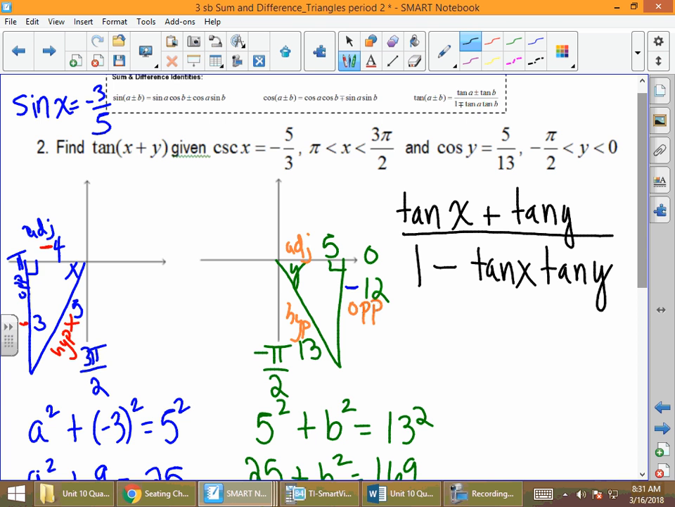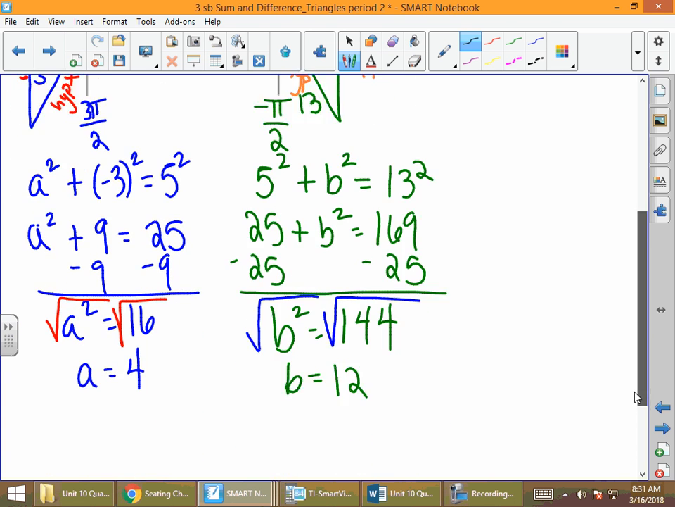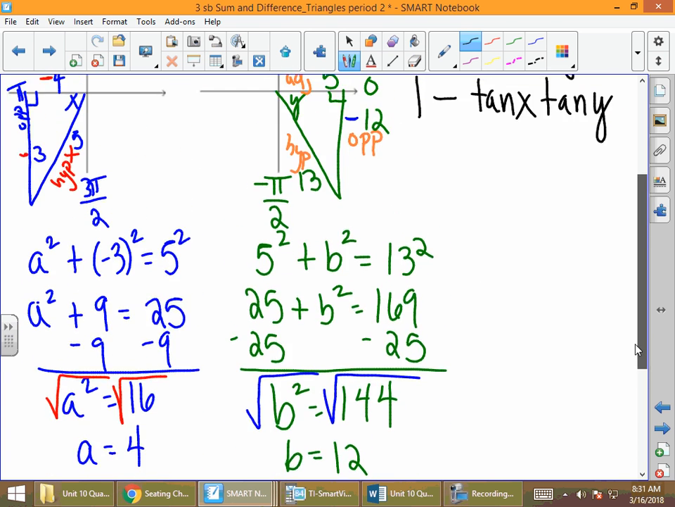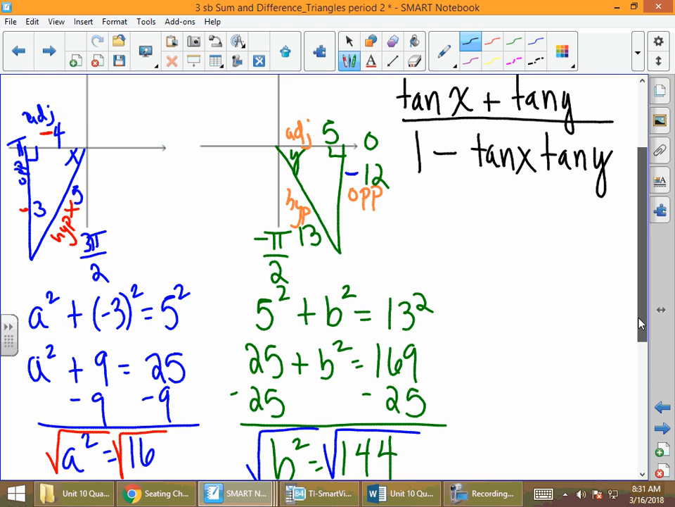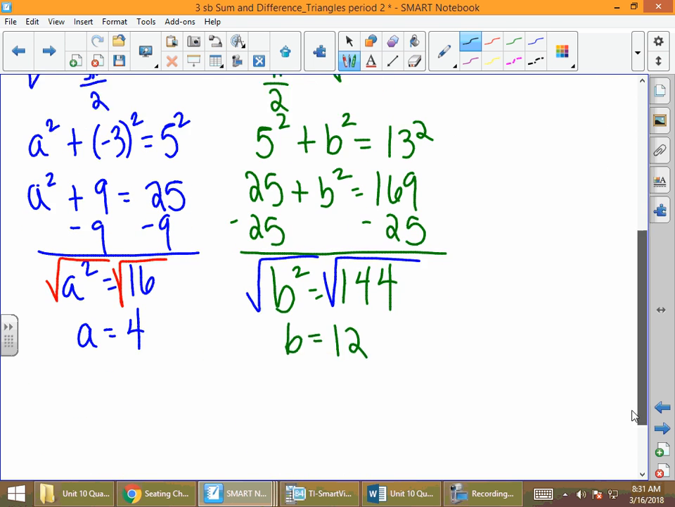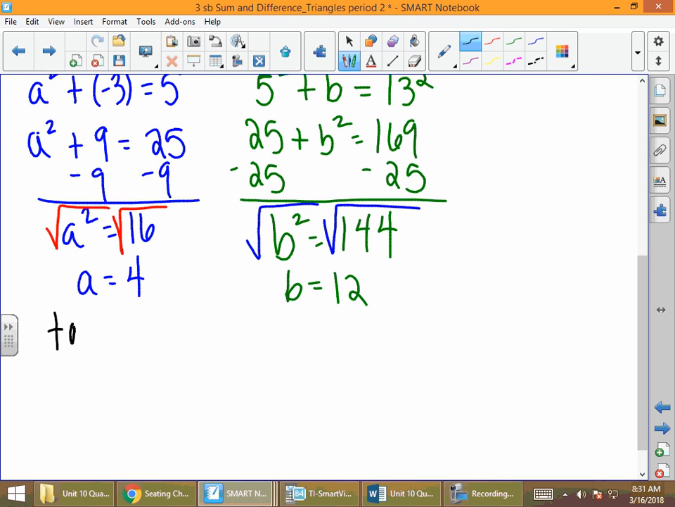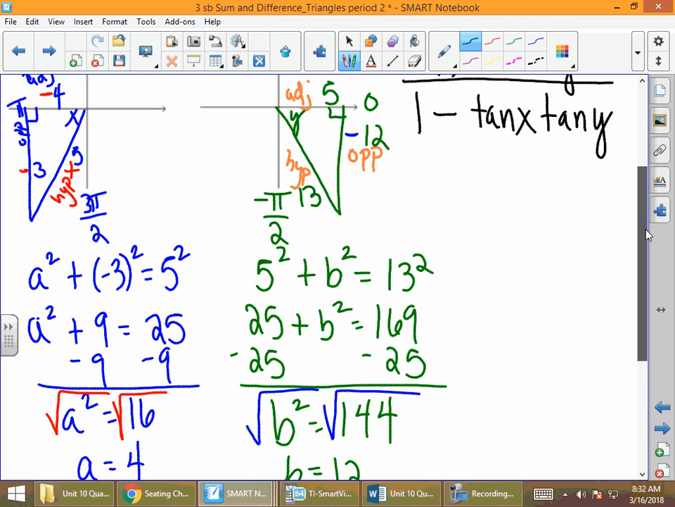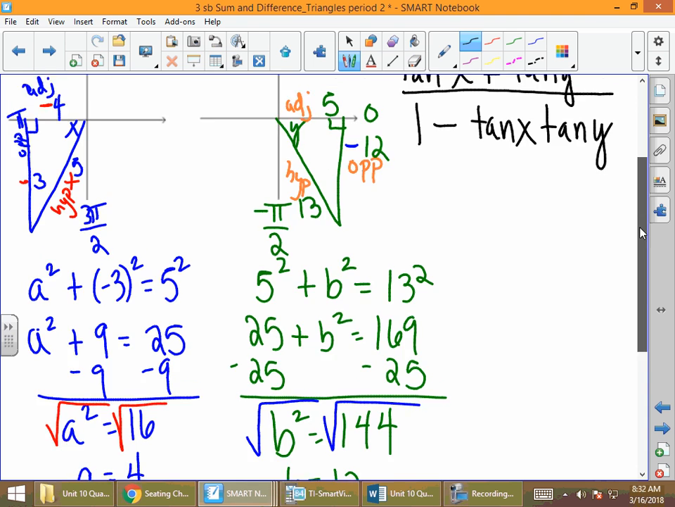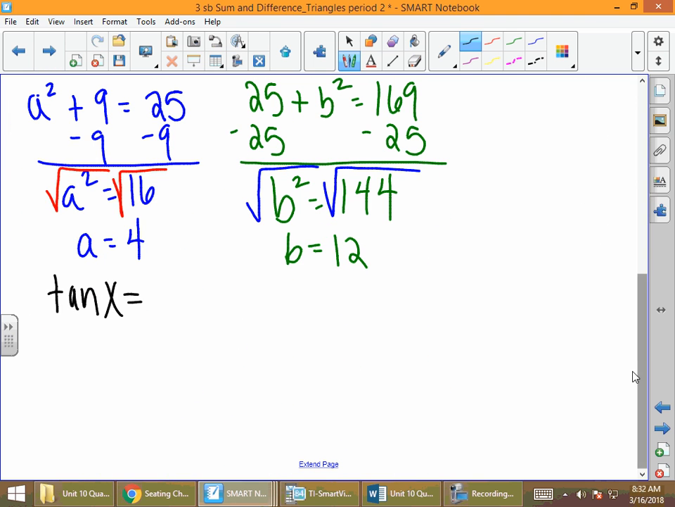So let's go back and look over here in our blue triangle. Well, what we need is we need to know, what's tangent of x? I like to list them. Tangent of x is going to be the opposite, which is negative 3, divided by the adjacent, negative 4. And negative 3 divided by negative 4 is 3/4.